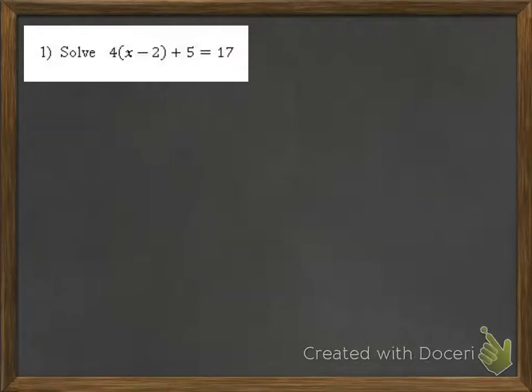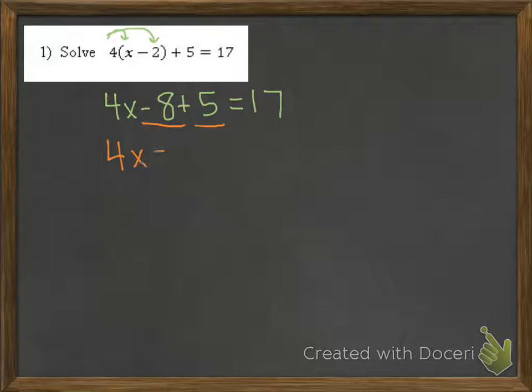In problem 1, we're supposed to solve the equation for x. And so a first step that we could take is to distribute the 4 to the x minus 2 that are in parentheses. And so that gives us 4x minus 8, and then we bring down the plus 5 equals 17. Our next step is to combine our like terms, the negative 8 and positive 5. So that gives us 4x minus 3 is equal to 17.